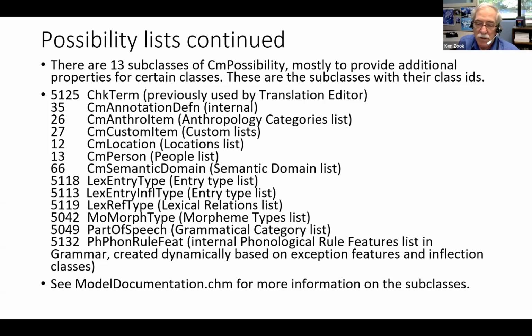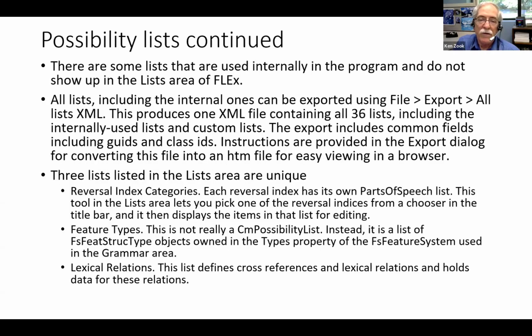It's actually a phonological rule feature list, but it's in grammar, but it's created dynamically based on exception features and inflection classes. And I'll show a diagram of this later on. There are some lists that are used internally in the program and do not show up in the lists area of Flex. All lists, including the internal ones, can be exported using file export all lists XML.